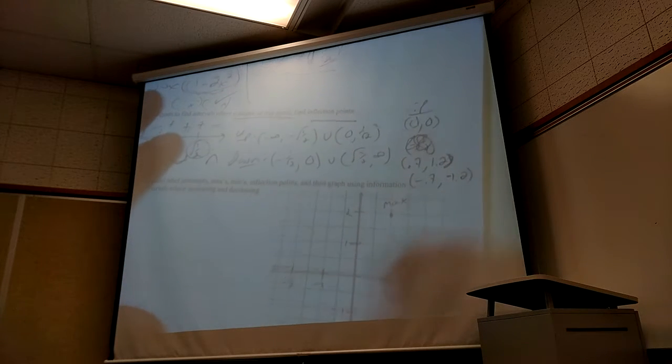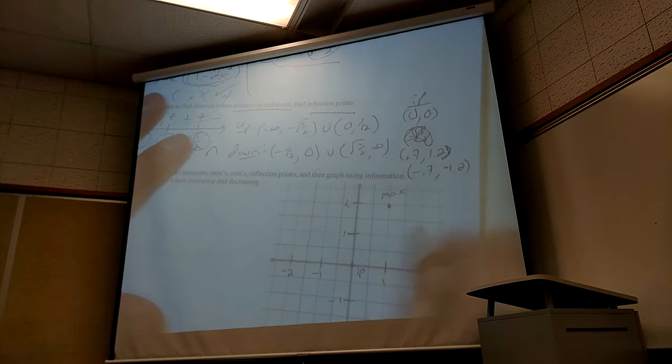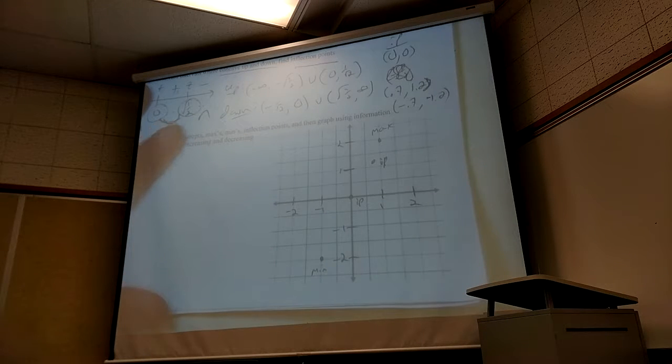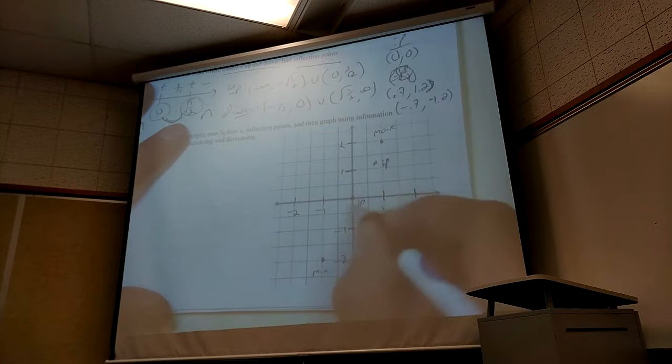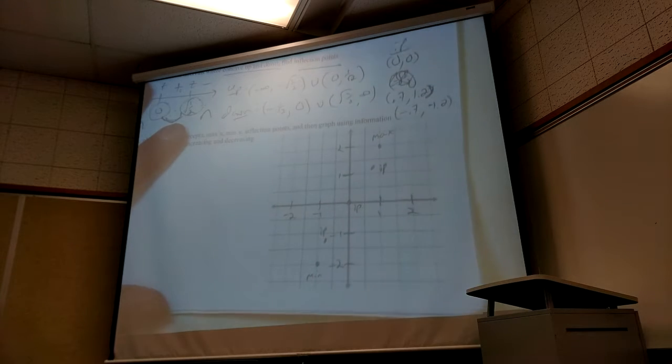My inflection points are at 0, 0, and 0.7, 1.2. A little IP next to that. And negative 0.7, negative 1.2 is about right there. IP for inflection point.